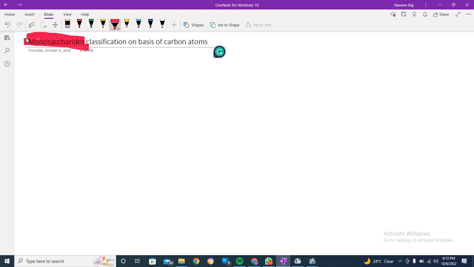We have further classification of each of them, and we're looking into classification of monosaccharides on the basis of carbon atoms. Do remember this is a monosaccharide. That should be one sugar unit, but that one sugar unit can contain 3 to 7 atoms of carbon, and I mentioned this point in my previous video as well. So we have a classification on that basis.